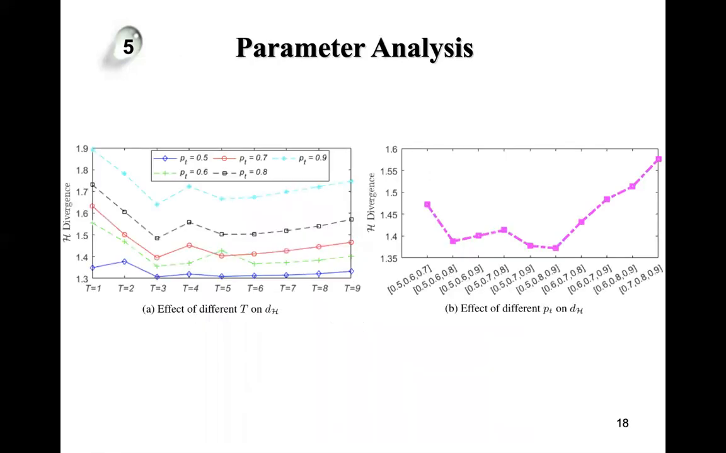Before we talk about the accuracy, we also conduct a parameter analysis. We have 2 different hyperparameters in our model: T, the number of recurrent learning iterations, and PT, the threshold. As we can see, if T is equal to 7 and PT is equal to 0.5, 0.8, and 0.9, the H divergence achieves the minimum number, which means that those 2 parameters are the best for our model.